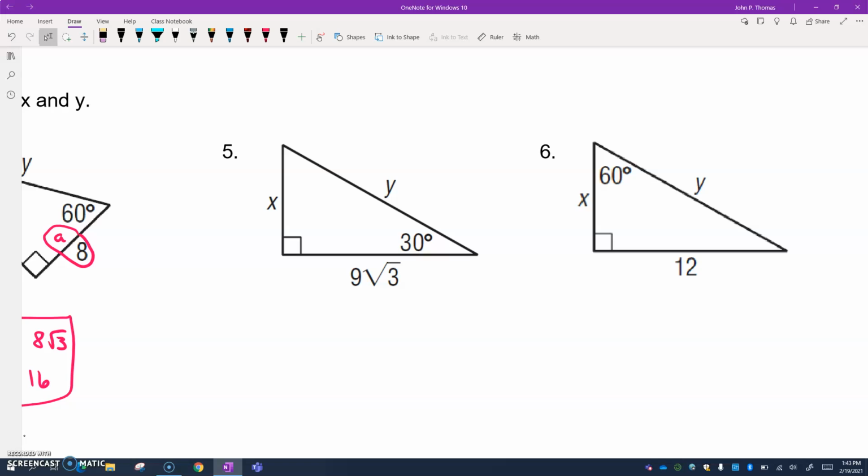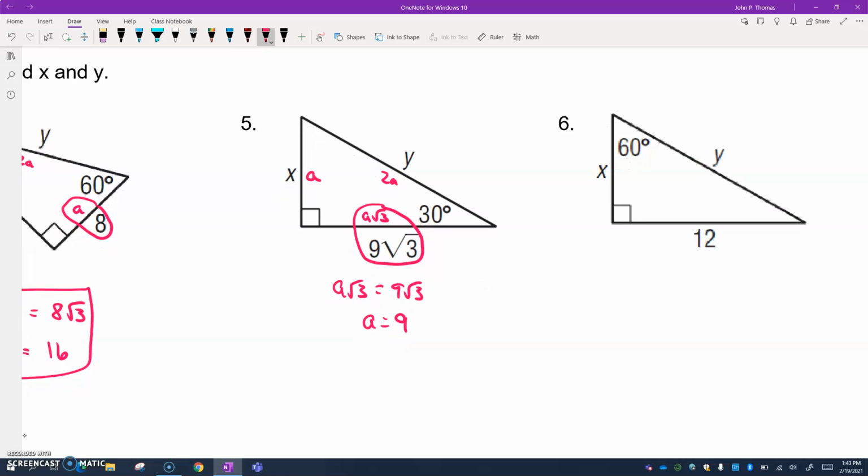If I jump to this next one, I've got a 30 and a right angle, so I know it's 30, 60, 90. I'm going to label it A root 3 and 2A. This is the side where I know everything. So A root 3 equals 9 root 3. Divide both sides by root 3, and I get A equals 9. The X value is just A, which is 9.